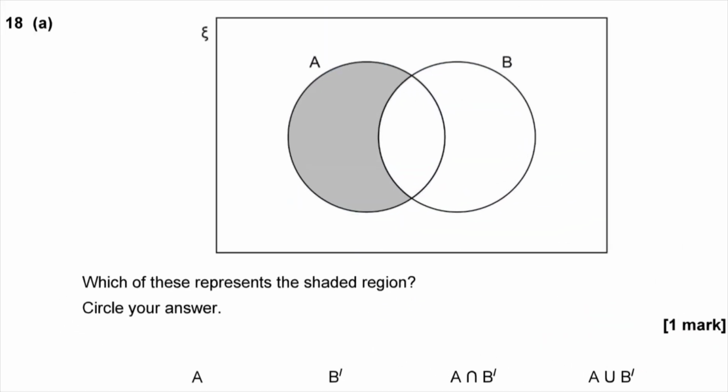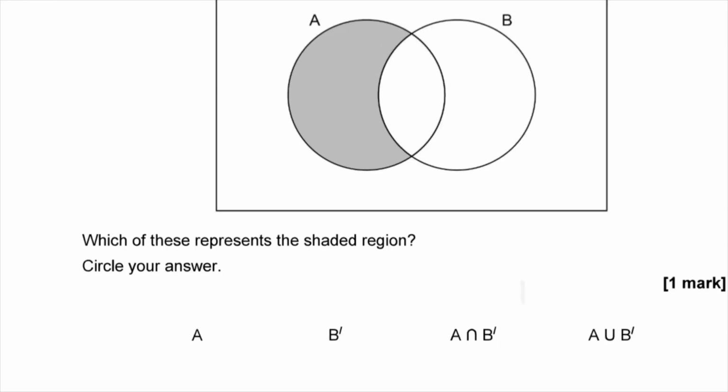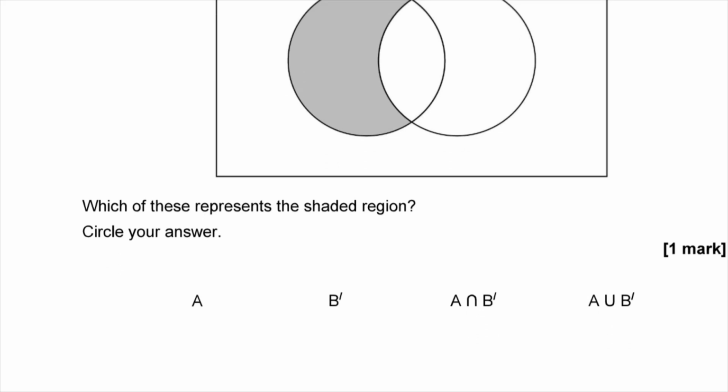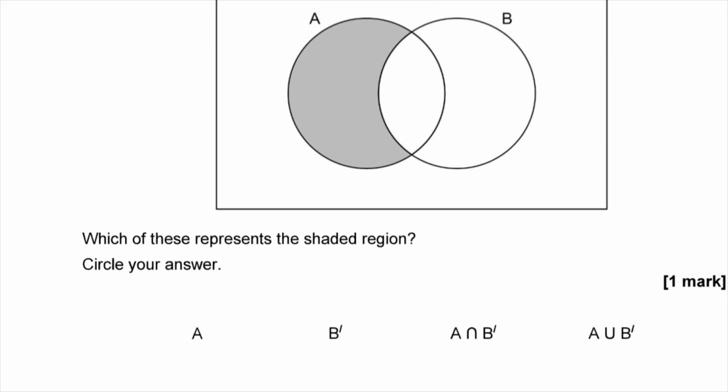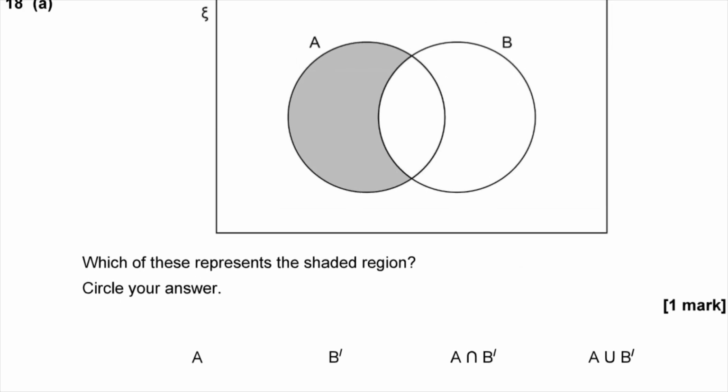Question 18a. I've got a Venn diagram here with an area shaded on it, and we're asked which of these represents the shaded region. Is it A? Is it B dash? Is it A intersect B dash? Or is it A union B dash? Okay. Now this dash means not, doesn't it? So B dash is not in B. So clearly the area is inside A, but it's not all of A. And clearly the area is outside B, but it's not all the area outside B. It's going to be one of these two at the end, isn't it?